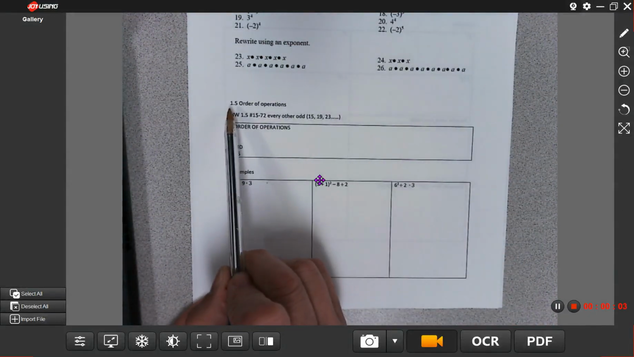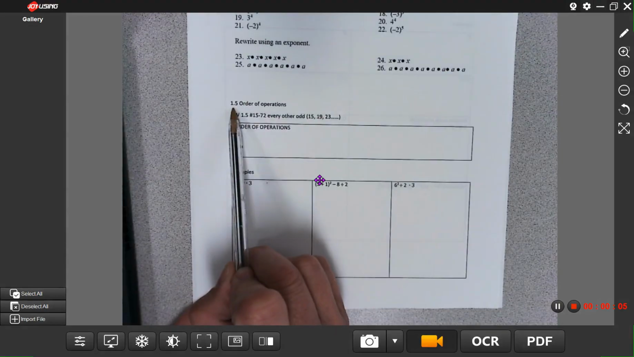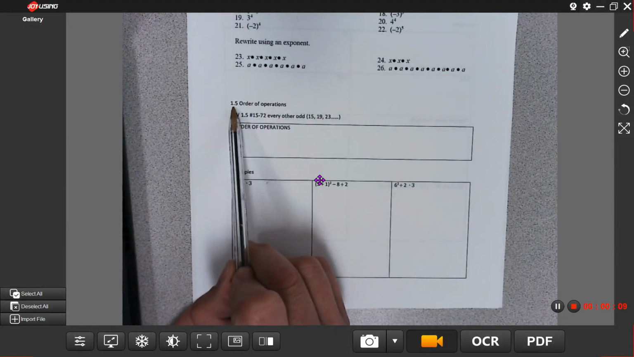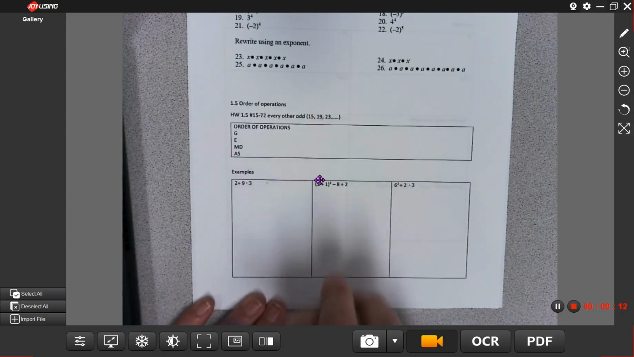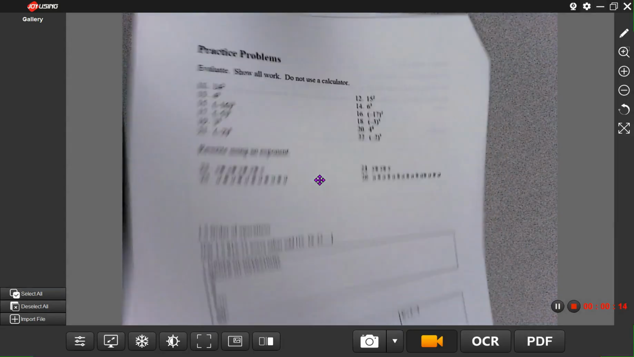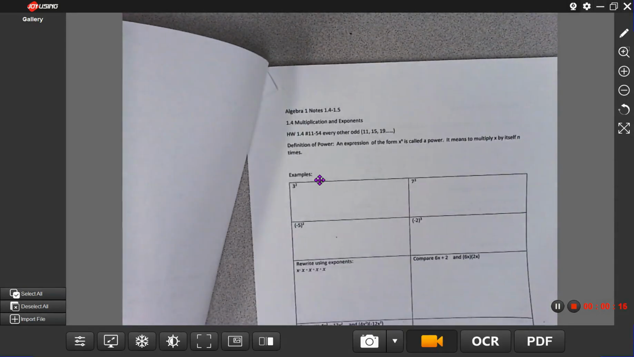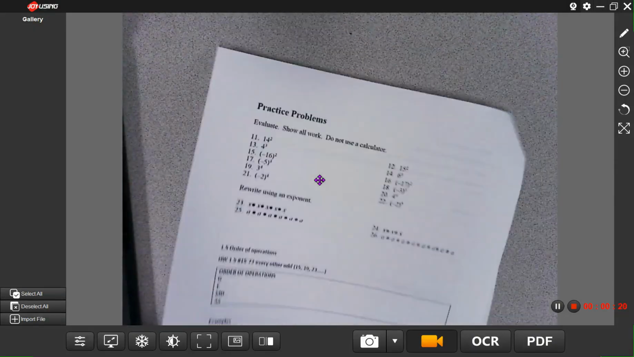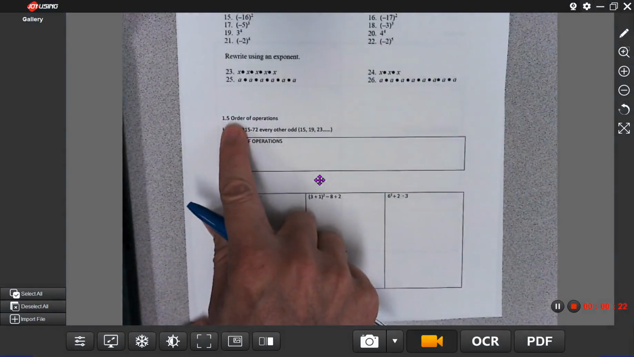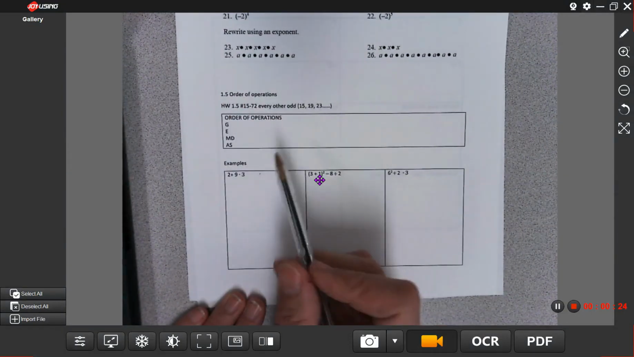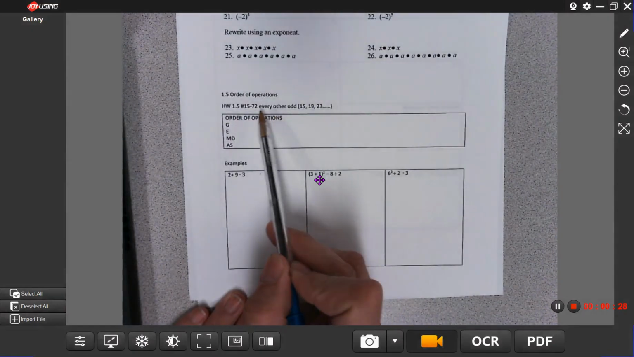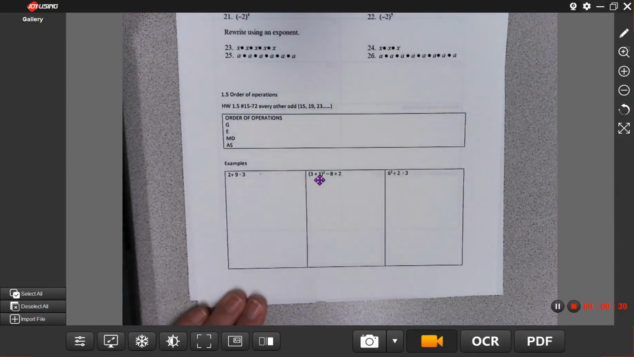So we're going to work on the notes on section 1.5, which is on order of operations. Remember that you already have this set of notes because it's the second page where the front says sections 1.4 through 1.5. So we already started with 1.4. So now we're working on 1.5. So the topic is order of operations. Notice that this is the homework. It's also written on the board in the classroom.